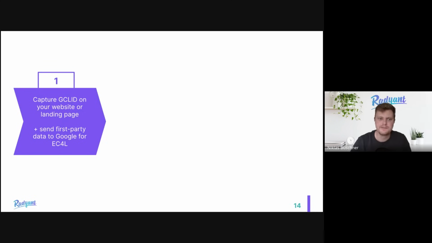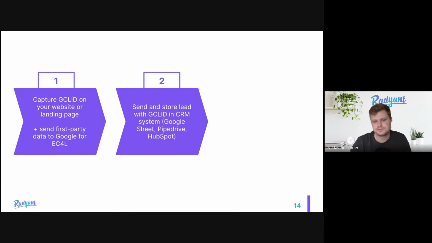We want to keep it to Google Click ID because, and this is very important, to this date in Zapier, you can't import offline conversions with GBraid or WBraid. It's possible over the Google Ads API, but this is far too complicated for this context we have here. So for simplicity reasons, we keep it with the Google Click ID. So first, capture Google Click ID on your website or landing page and send first-party data to Google for enhanced conversions for leads. Second, send and store the lead with the Google Click ID in a CRM system.